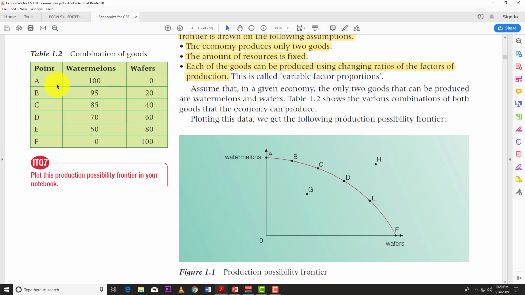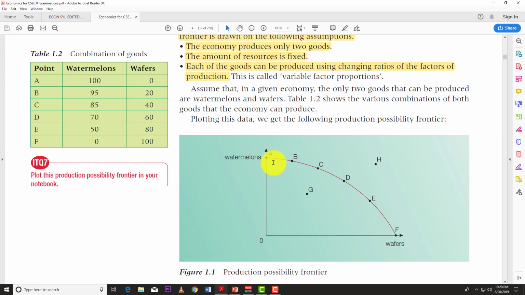So right here we're looking at points A, B, C, D, E, F. At point A, look at it here on the production possibility curve, the red curve. At the very top of the axis, you see watermelons. So come down, you realize that they are producing approximately 0 wafers. At point A, you're using all of the resources in the economy to produce watermelons. And if you use all of the fixed resources to produce watermelons, nothing will be left for the wafers.